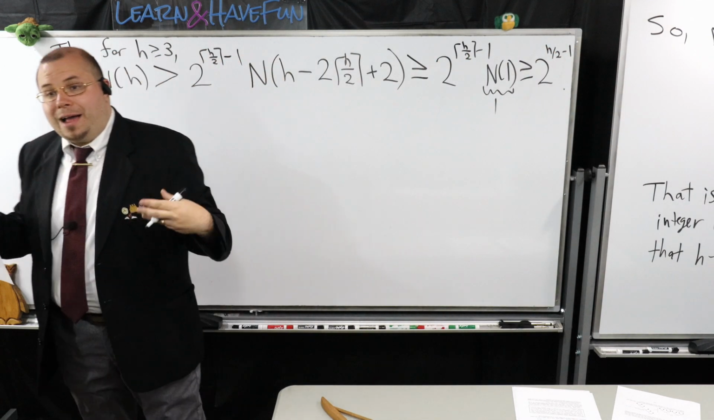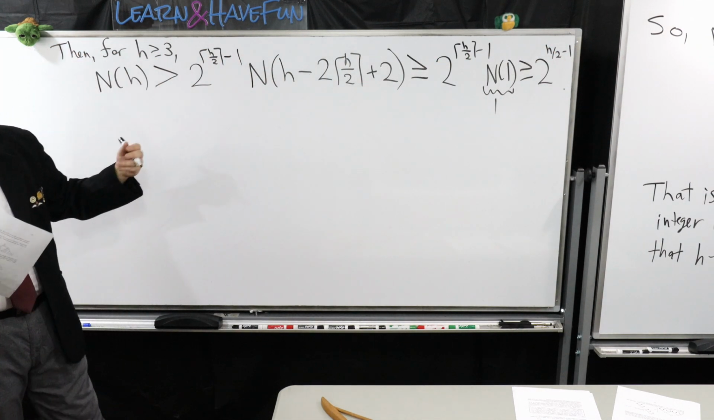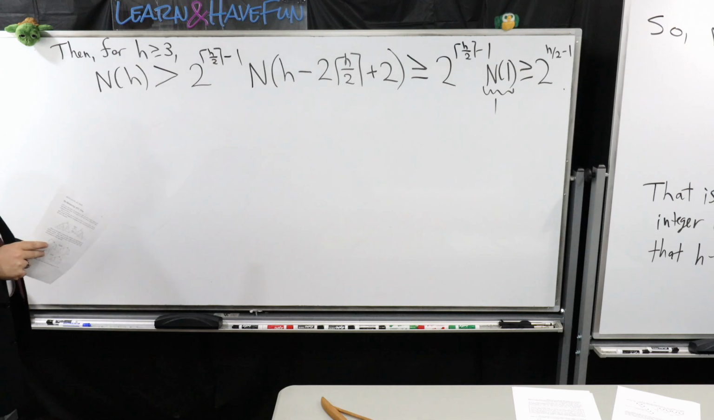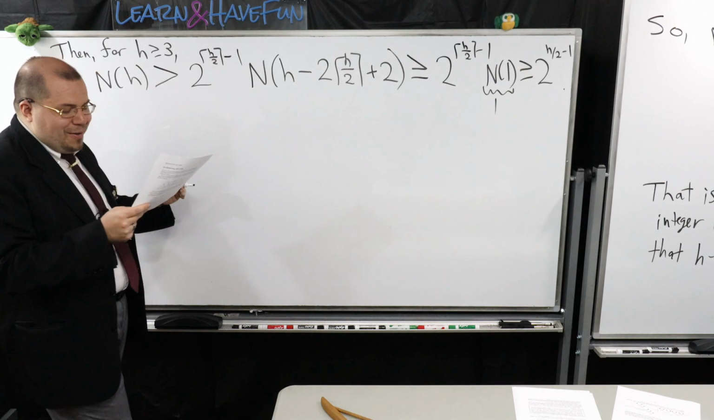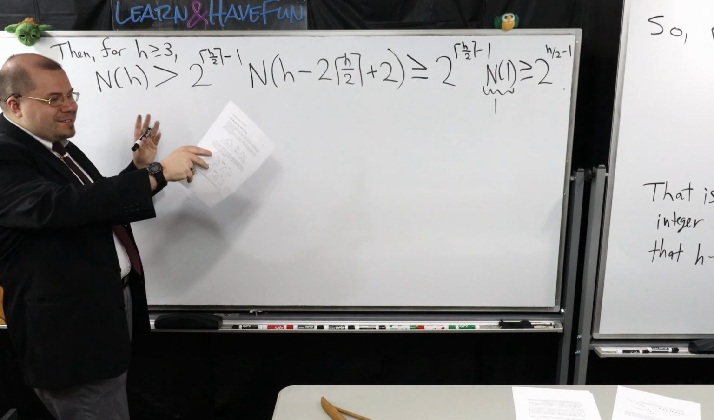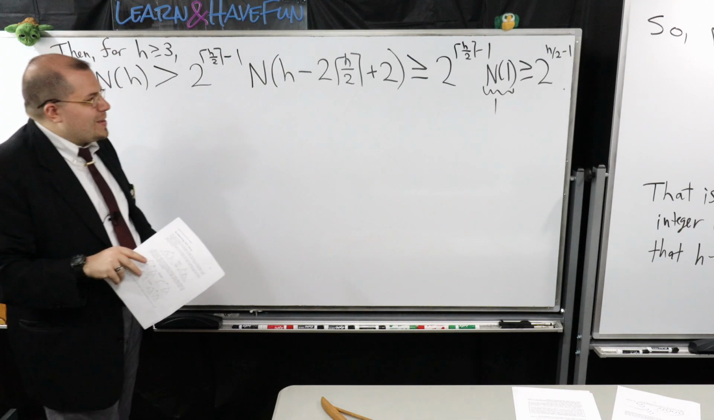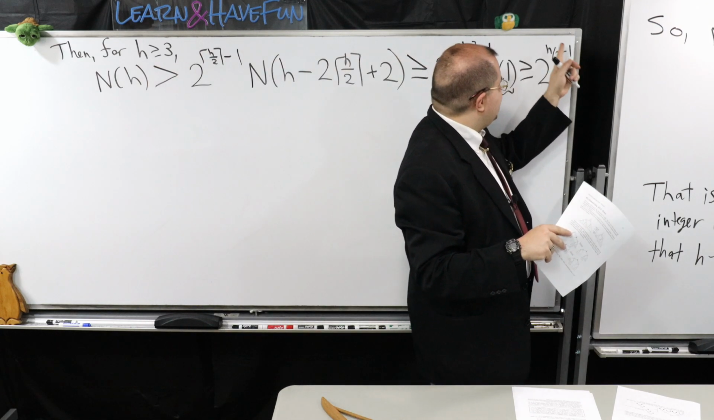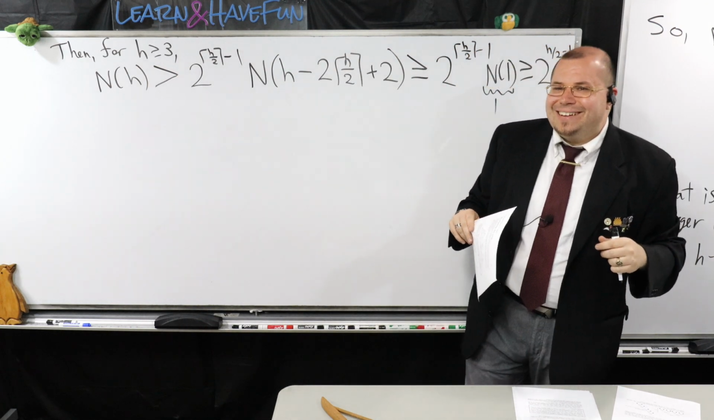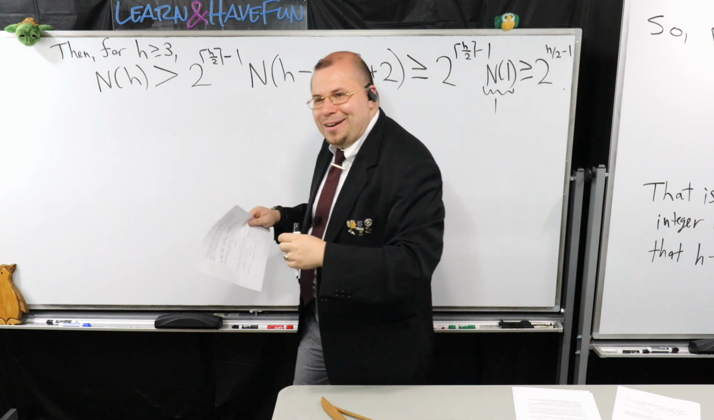This is because I'm only making it smaller by removing the ceiling function. But now, I have a whole bunch of stuff written here. I have the n of h, and I have this over here, something that looks like a power of 2. Does anybody have any suggestions of what I should do with these?